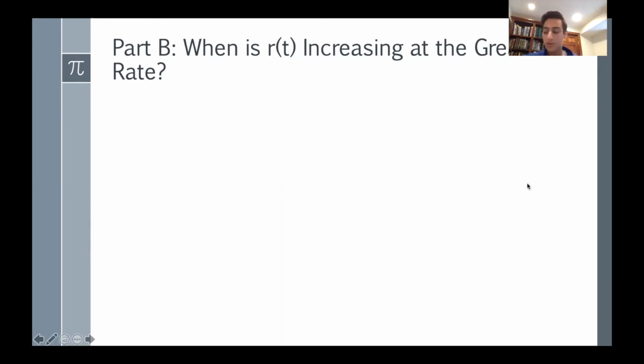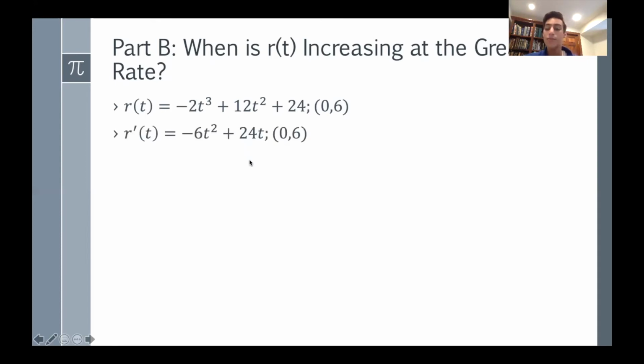So it's just the first derivative test on the first derivative. The first thing we're going to do is start with the piece that goes from 0 to 6. R of t is equal to -2t cubed plus 12t squared plus 24. This is a very simple derivative. You multiply 3 times 2 and subtract 1, and you do the same thing for 12t squared, which becomes 24t, and then you get rid of 24, and you end up with the derivative, r prime, is negative 6t squared plus 24t.